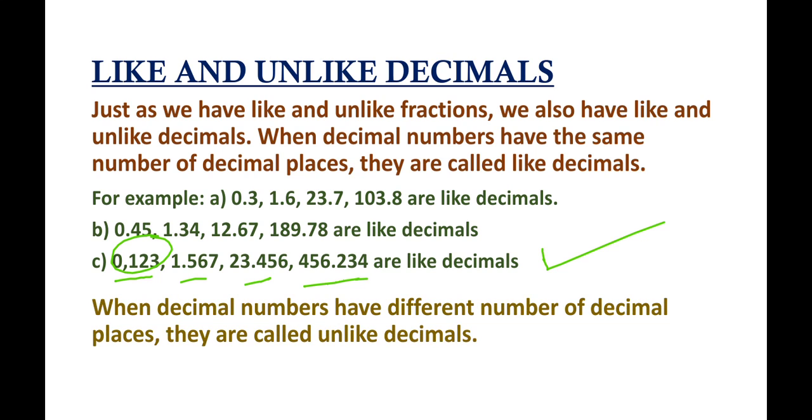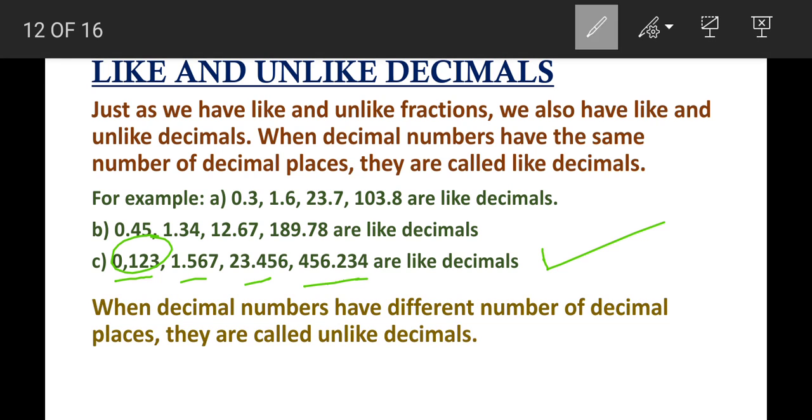Next, move to unlike decimals. These are decimal numbers that have a different number of decimal places. When they are the same, containing either one digit, two digits, three digits or four digits, we say they are like decimals. If they contain a different number of decimal places, then they are unlike decimals.